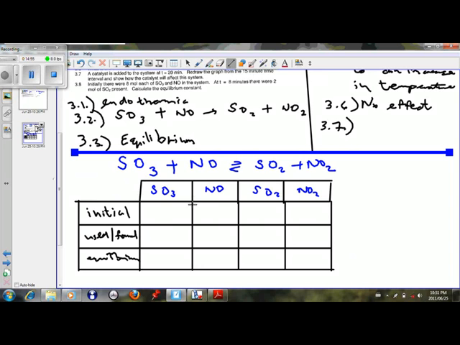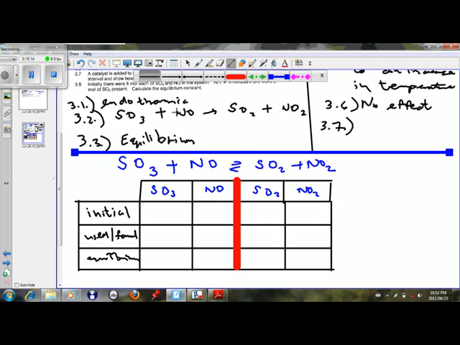An important thing to note here is we realize that SO3 and NO are our reactants, and SO2 and NO2 are our products. So we can just draw this line here to make a little more sense when we want to work out our equilibrium later on.